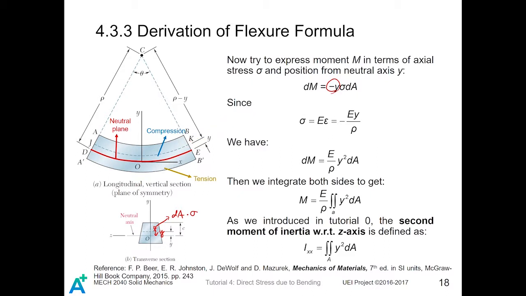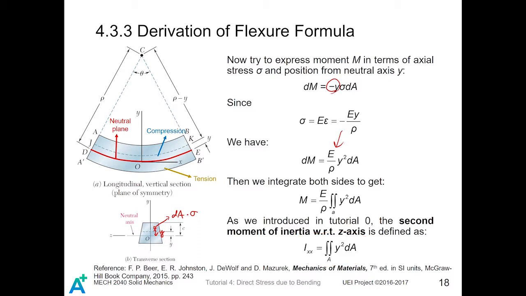Since we know that sigma equals E epsilon equals minus E y divided by rho, then we substitute into it to get dM equals E divided by rho times y squared dA. We integrate both sides to get M equals E divided by rho, since they are constants, times the integral of y squared dA. As we introduced in tutorial 0, it is just the second moment of inertia with respect to the z-axis.